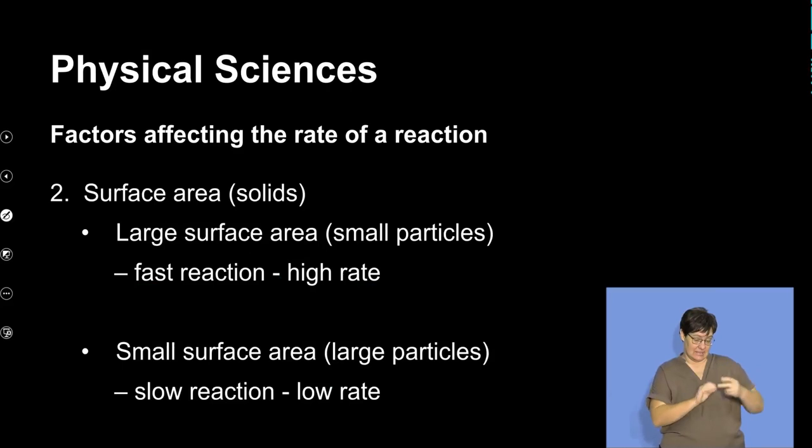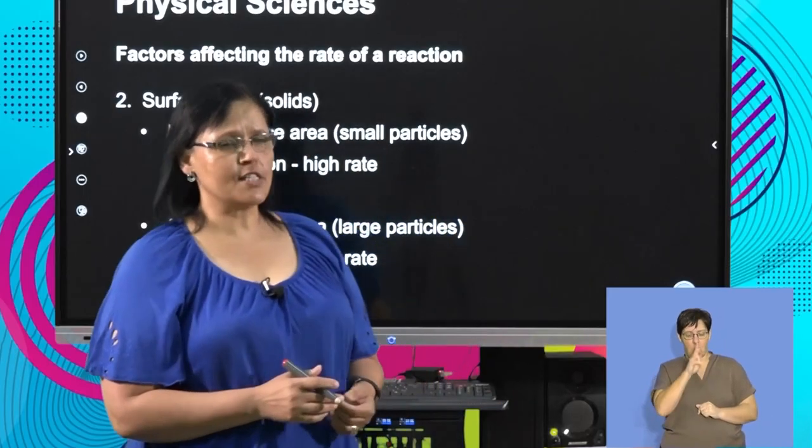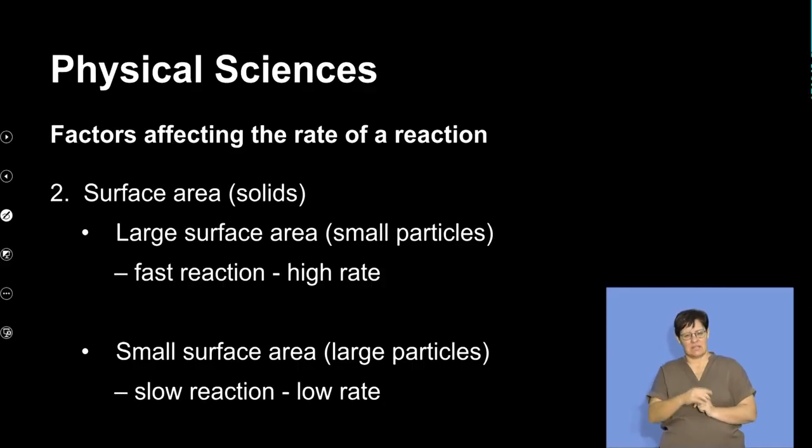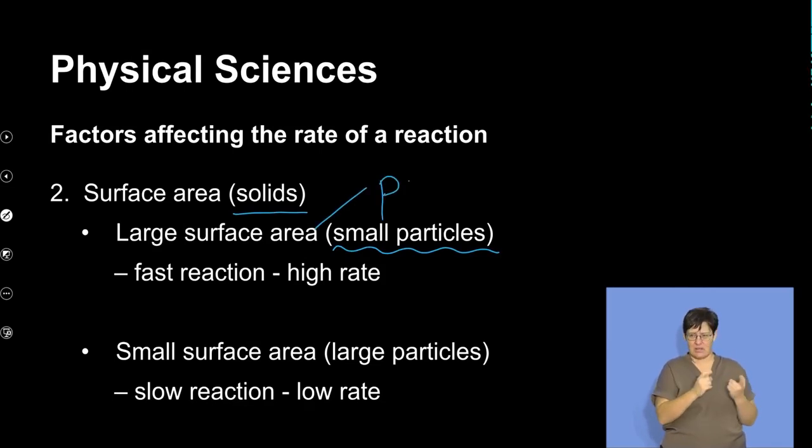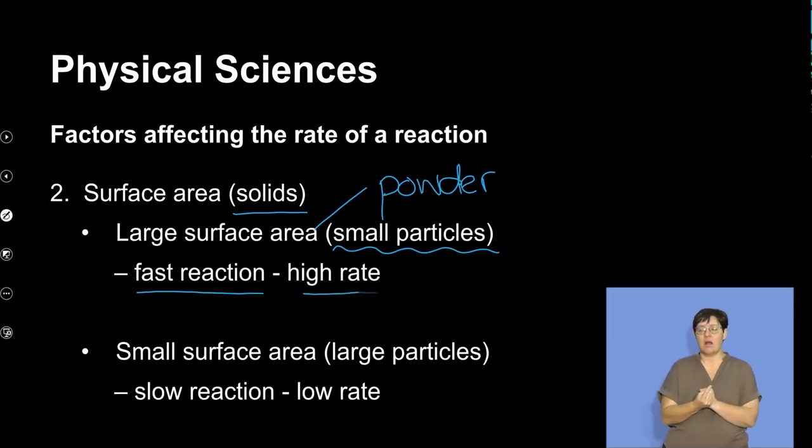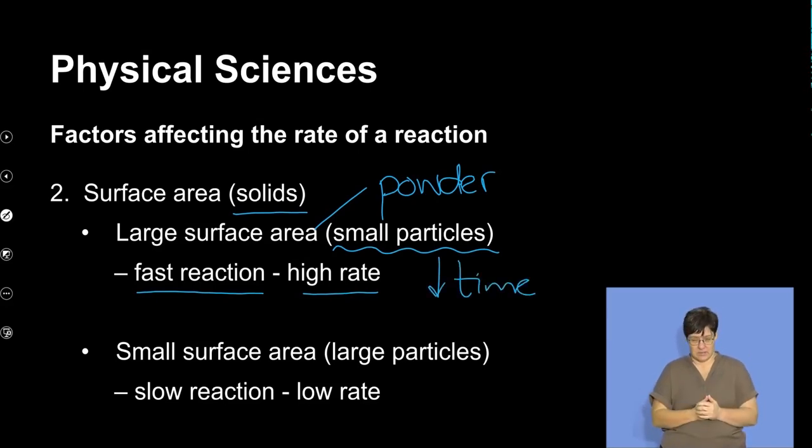The second one that we're going to look at is the surface area. Now, when we look at surface area, I want you to think in terms of solids. When we talk about a large surface area, we talk about small particles. For now, I'm just going to say we will look at powder. So when we have a powdered surface, we will have a fast reaction, and we will say it's got a high rate, and this fast reaction will happen in a very short time frame.